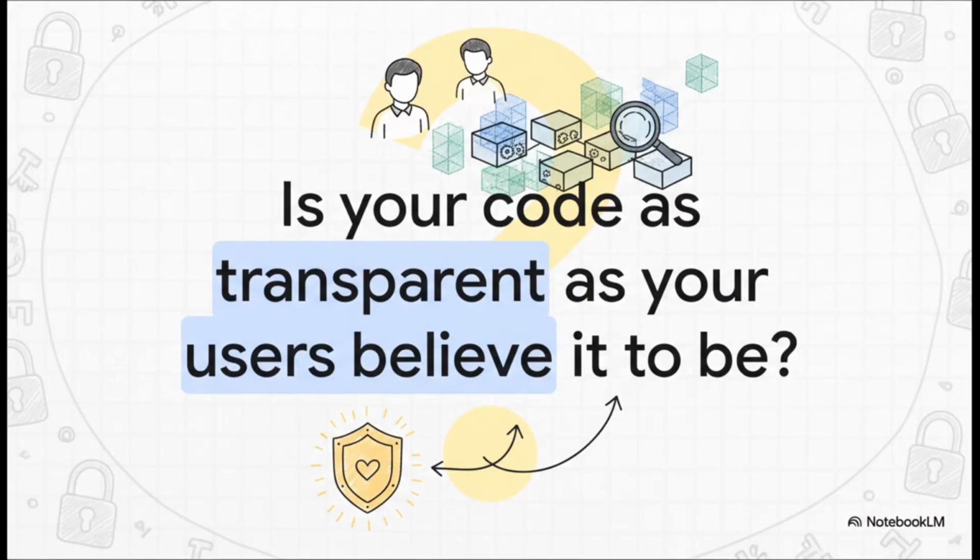So at the end of the day, it all comes back to that one core idea: trust. The absolute best way to stay compliant is to always put yourself in your user's shoes. Just ask yourself this one simple question every time you build something new. If your code is as honest and transparent as your users think it is, then you're not just following the rules, you're building a better, more trustworthy app. And that's what it's all about.